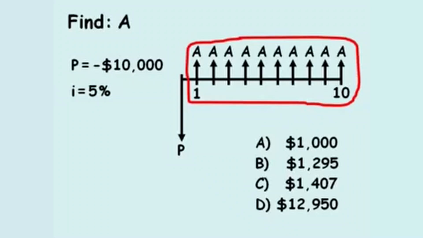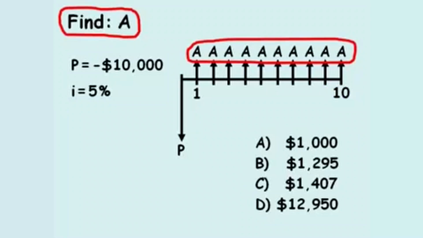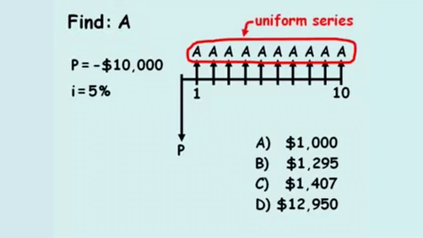At the end of the 10th year, all the funds, both principal and interest, will be paid back. The question asks to find the annual amount A, which is a constant amount of money paid back at the end of each of the 10 years. This constant amount of money paid back at each period is called a uniform series of payment.